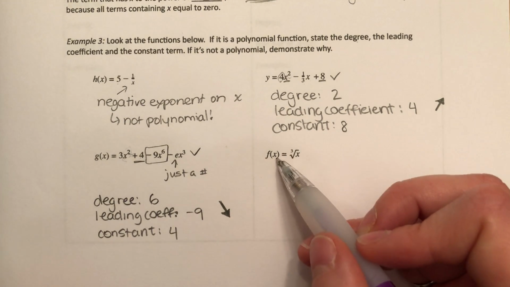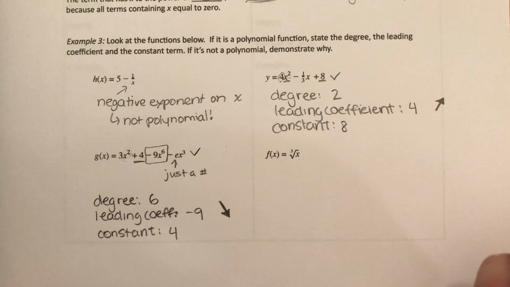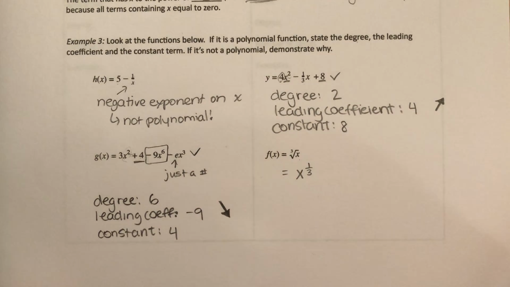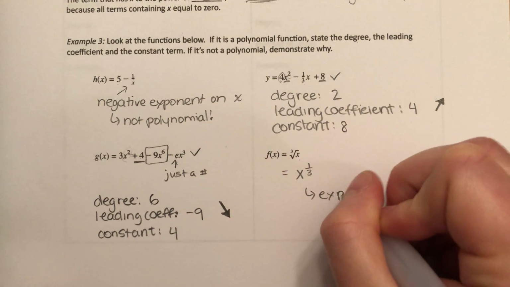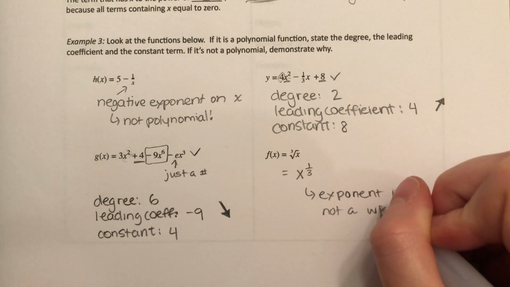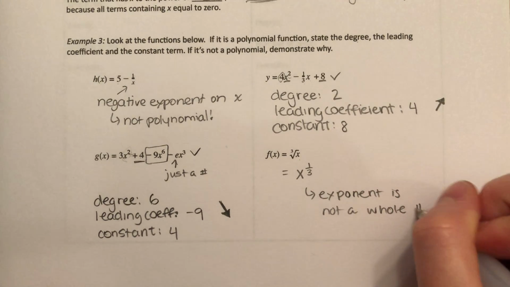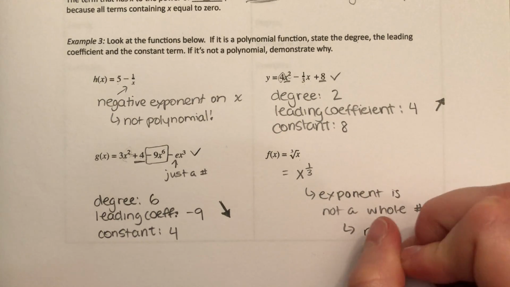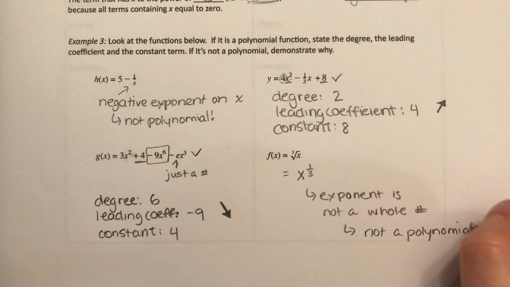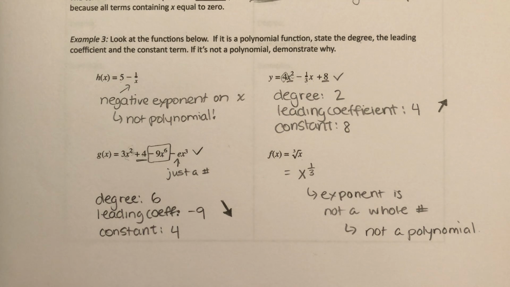If we've got f of x equals cube root of x, remember that that's the same as x to the 1/3. My exponent on this one is not a whole number. So that means that this is not a polynomial. You can expect a question on that, like which one of these is a polynomial, which one's not, that kind of thing.